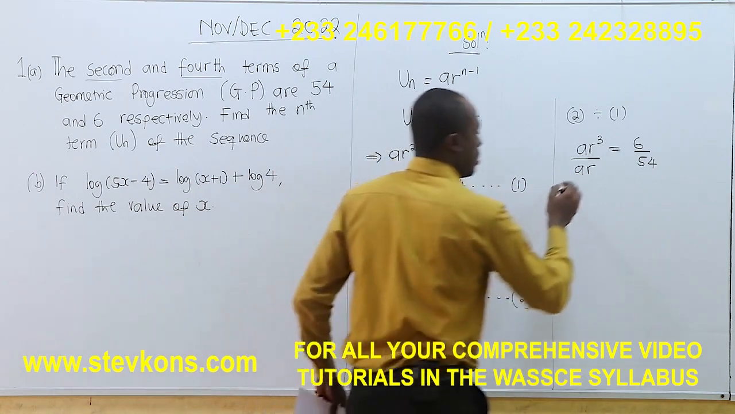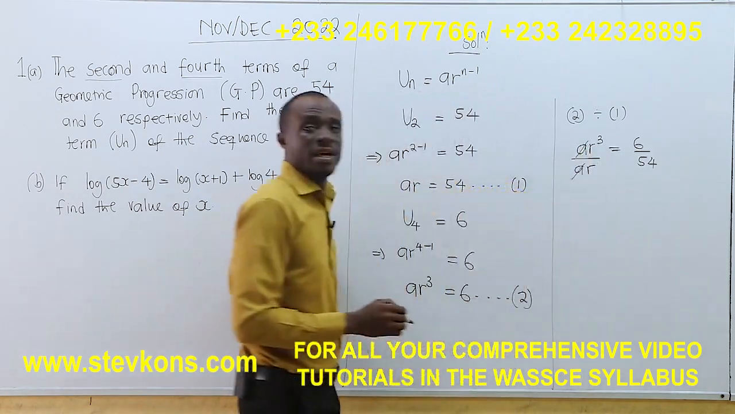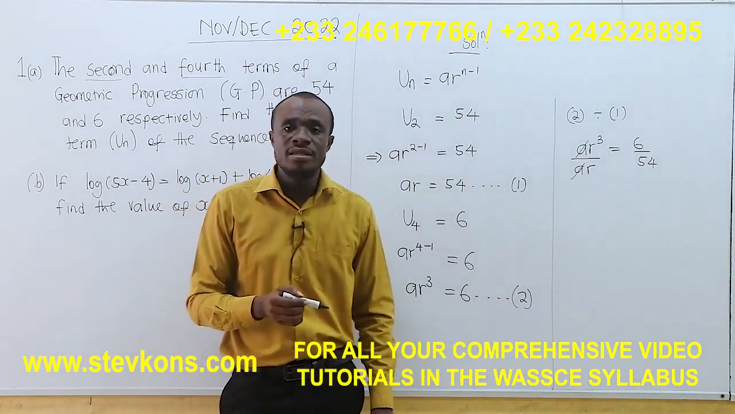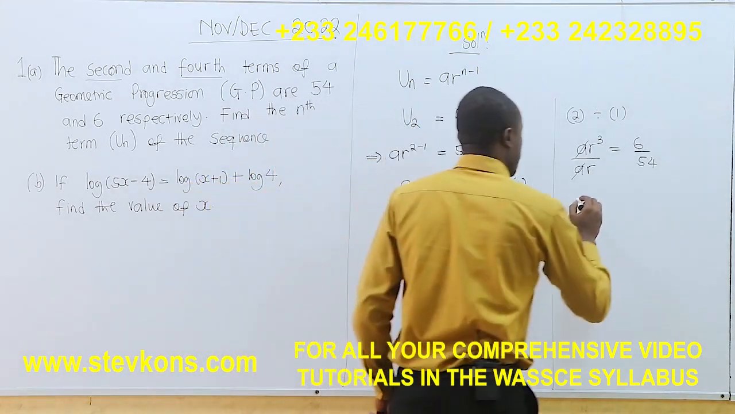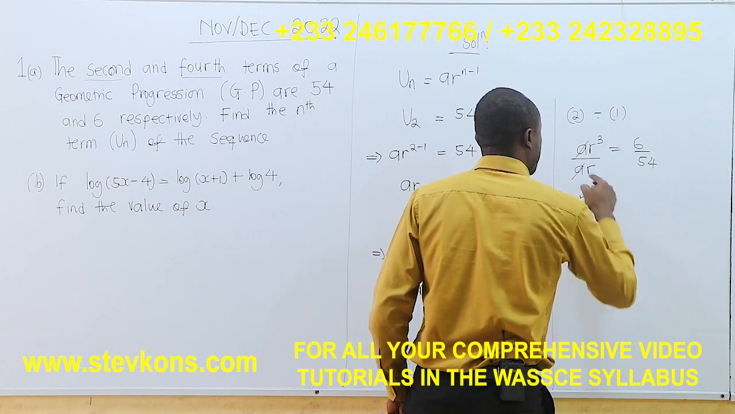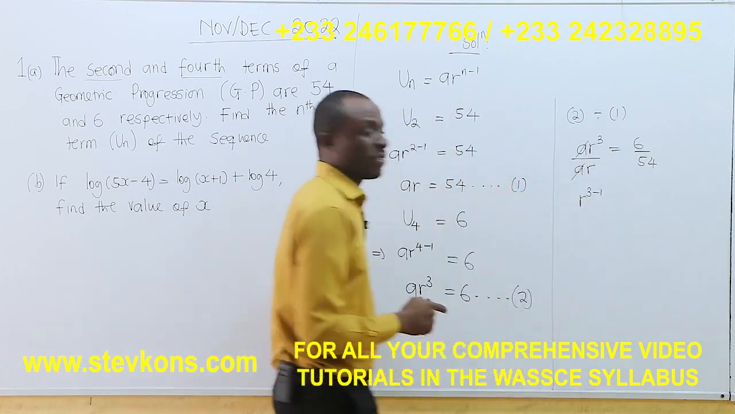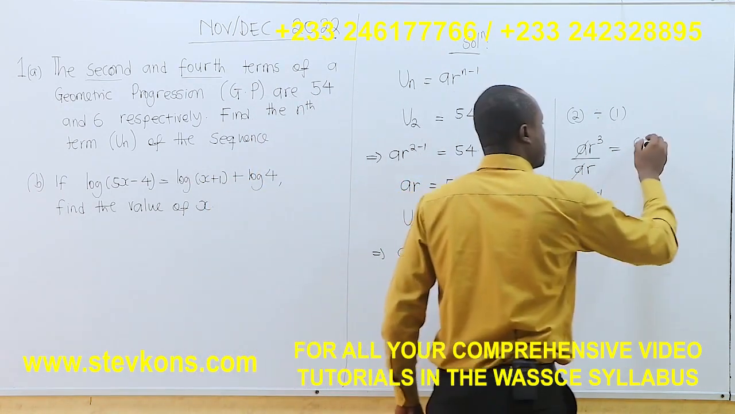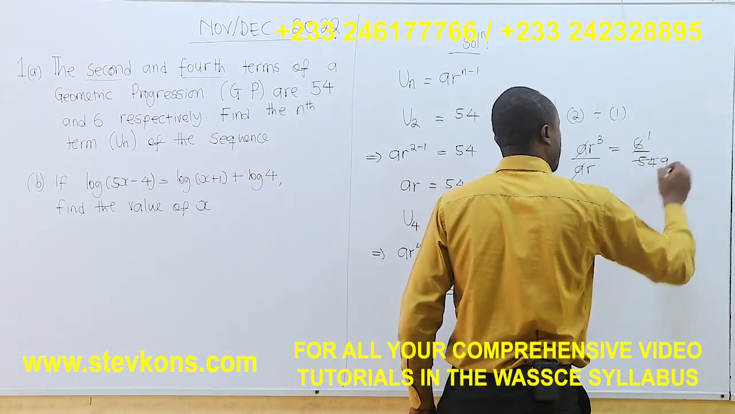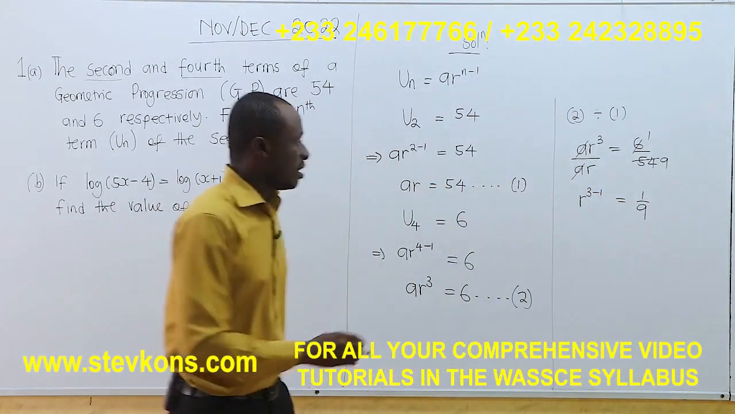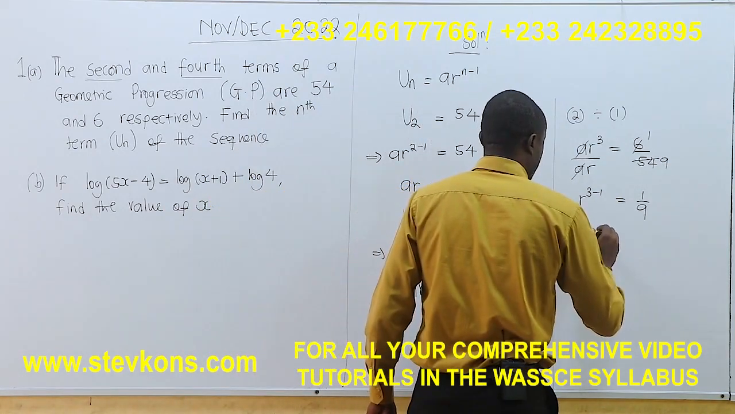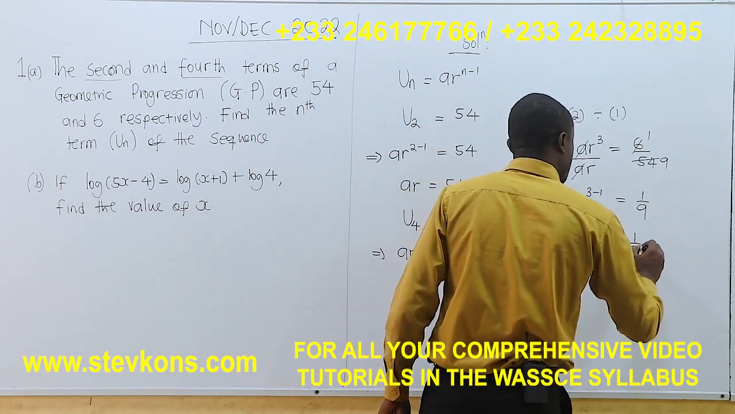Now, what can we see? This a is canceling out that a. Now, with indices, when the bases are the same and you are dividing, we subtract the exponents. So here we have r to the power 3 minus 1, and this is r to the power 1 at the bottom. So r to the power 3 minus 1. And clearly, since 54 goes into 6 nine times, we have 1 over 9. And what do we have? We have r to the power 2 equal to 1 over 9.